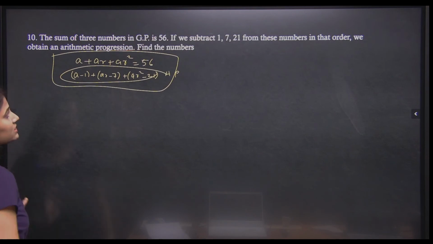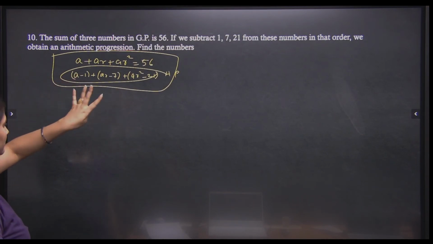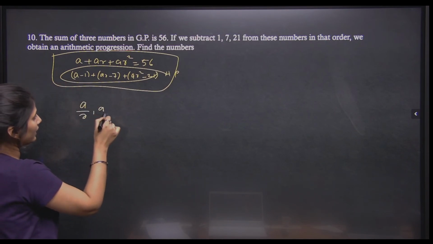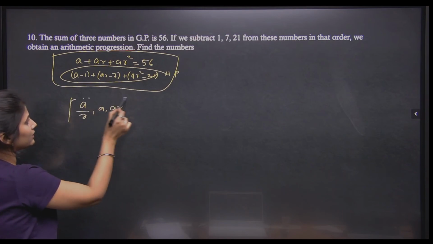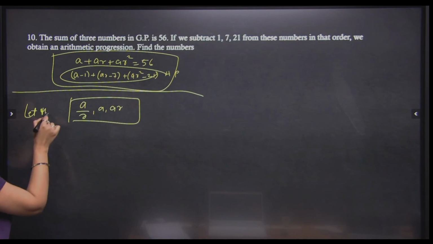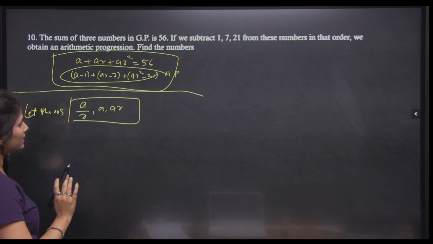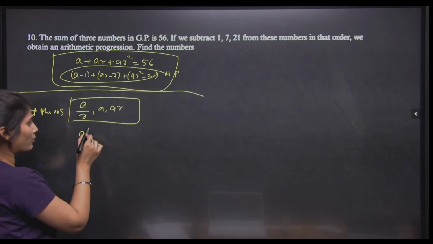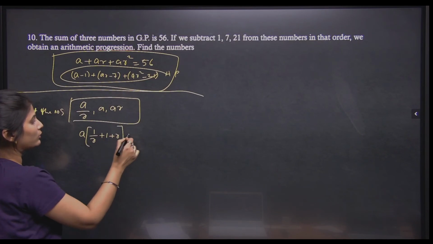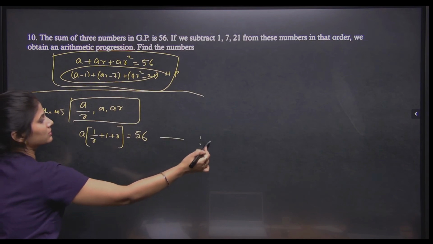Now see, if the question says that you have to pick three numbers, your numbers are in GP and there are only three numbers, then what do we have to assume? We have to assume a/r, a and ar, isn't it? So first of all, we'll start from here. Let the numbers be these. Now the question says their sum is 56, so I am taking a common, then we have 1/r + 1 + r is equal to 56. This is the first equation.